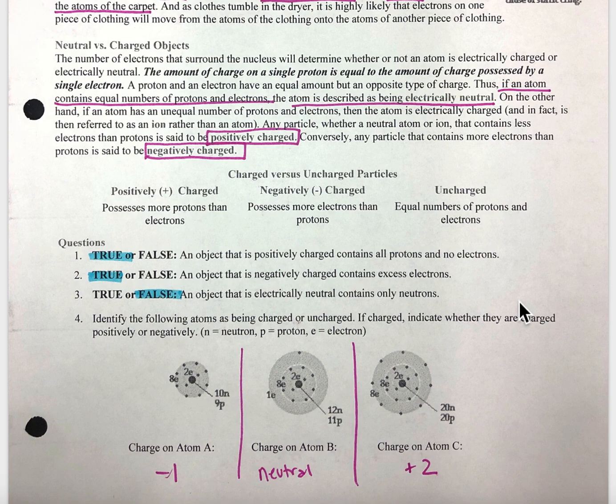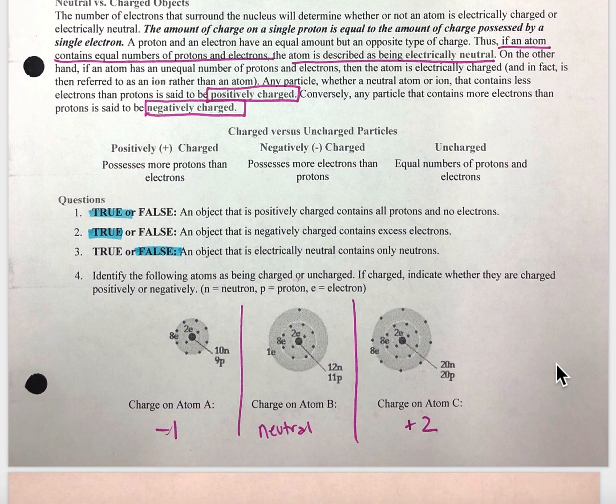Okay. So if we go down here, number 4 is exemplary of something that you will be asked to do on your quiz. For the charge of atom A, we look and there are 9 protons, and then we look at the number of electrons, and 2 plus 8 equals 10. So there are 10 electrons and 9 protons. That means we have one more electron than proton, so we have a -1 charge.